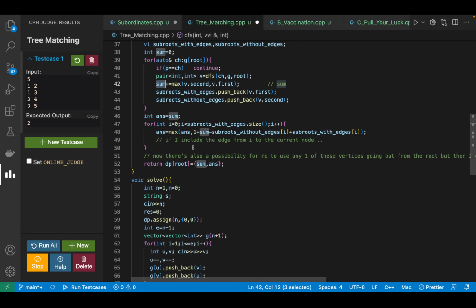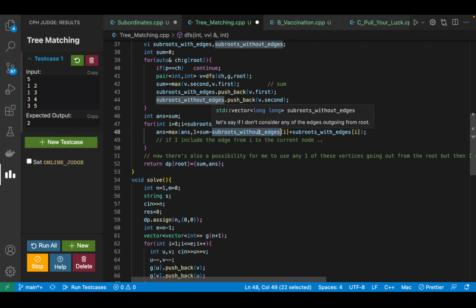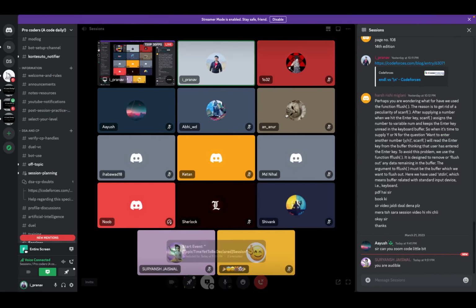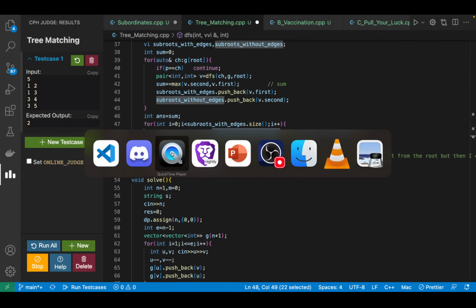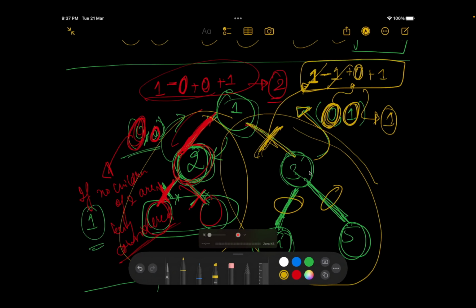That is sum. But what if I want to consider one of my edges? What would be the answer then? So the answer simply would be 1 plus, the 1 I'm adding because I'm considering the current edge, right? Plus sum. Now I'll have to subtract the value. Okay, so over here, 3's case is more pertinent. So you had to subtract this value 1 from here, right?